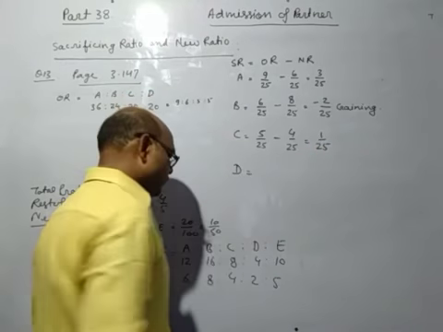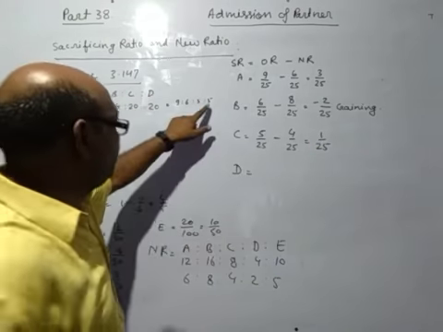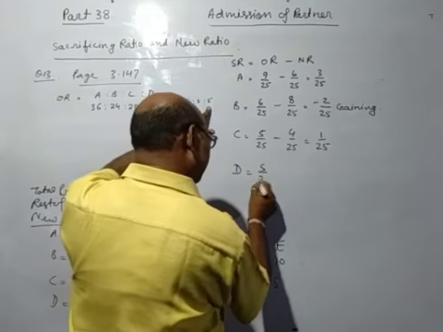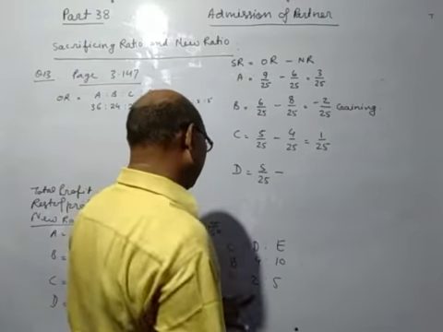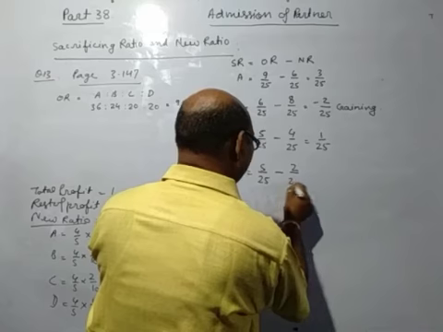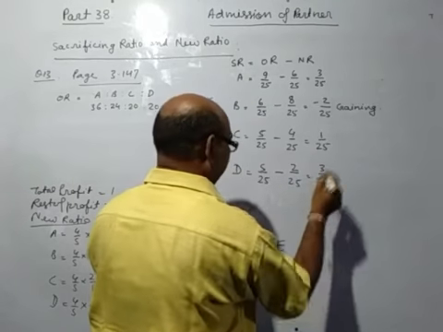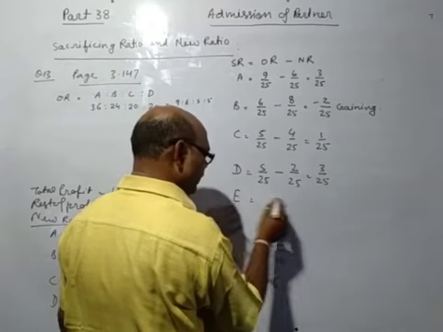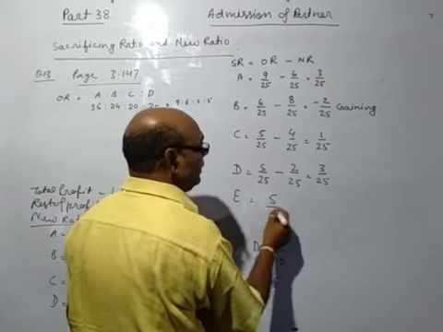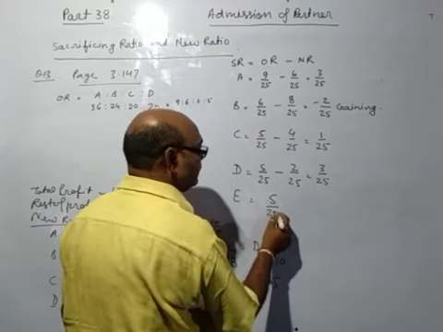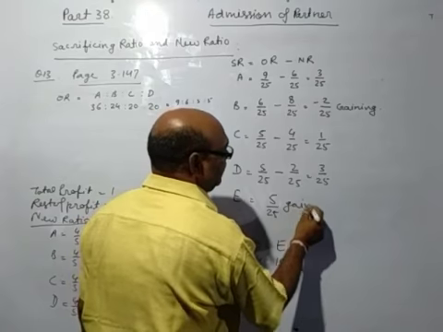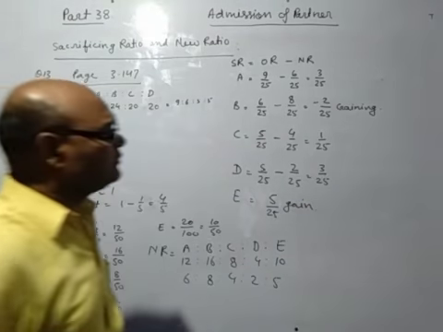And D old ratio 5 by 25, new ratio 2 by 25, that is 3 by 25. E is the new partner, so E has a ratio of 5 by 25 and E will gain.